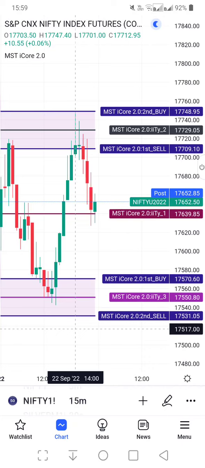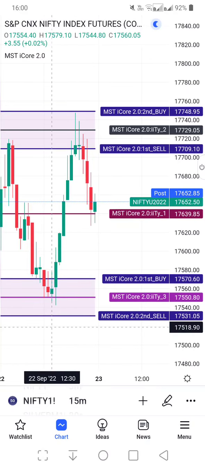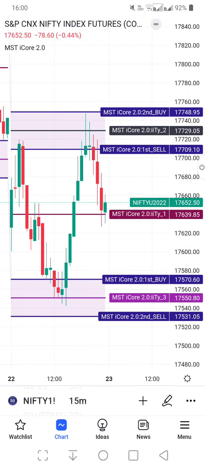The sell stop loss was 17,748.95, that is 17,749 is the stop loss. But the high made was 17,747.40. So the SL is also safe in the third entry. But technically we are booking at the first target if you are a small trader. If you are an aggressive and disciplined trader, you can book 1:2 minimum at least.